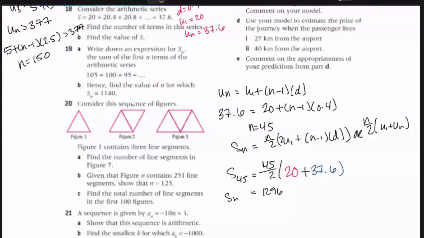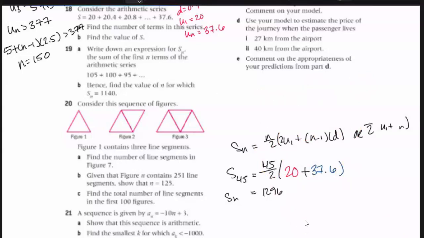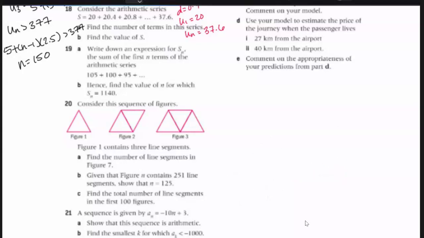Number 19 is another one where it's an arithmetic sequence. Write down an expression for S of n, the sum of the first n terms of the arithmetic sequence 105 plus 100 plus 95. So we want to find just a general equation for this one. Now I'm going to erase all of this right here so I have more space to do number 19. So if you need to copy it down, just go back to the previous, just rewind, basically. Okay, so number 19, write down the expression for S of n.